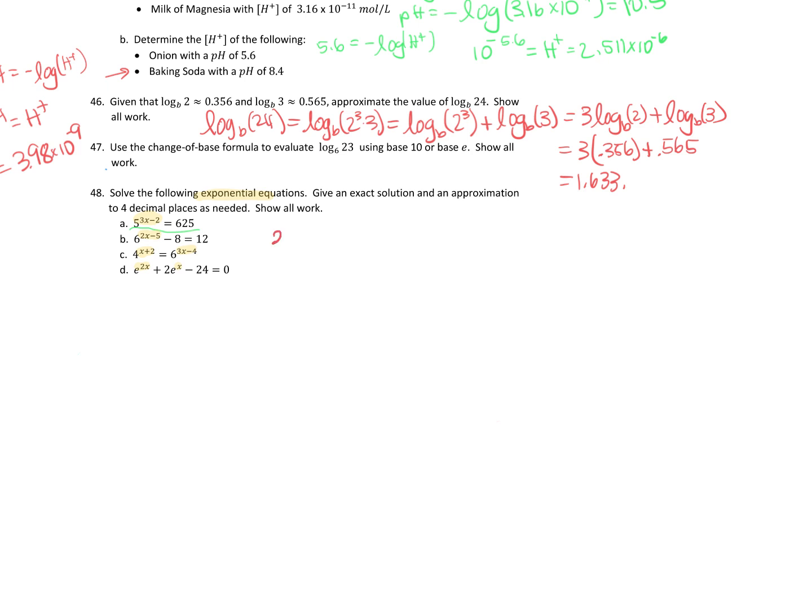So we get 5 to the 3x minus 2 is equal to 5 to the 4th power. So then I can just set 3x minus 2 equals 4, and I can solve it that way. 3x equals 4 plus 2, which is 6, and x equals 2. So that's another way to solve that one.